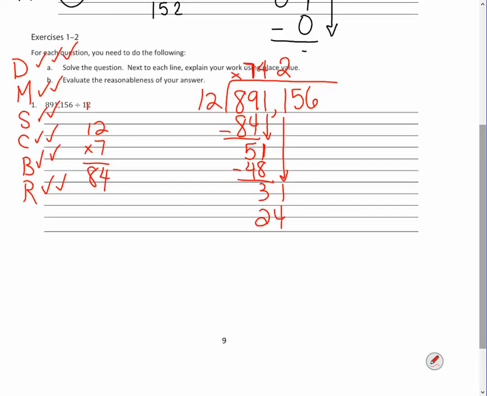Now we multiplied. Now we need to subtract. All right. So 31 minus 24 is a difference of 7. Right? Because I got to borrow here. 11 minus 4 is 7. Now we're going to check. Is 7 less than 12? Yes, it is. Next step is to bring down our next number, which is 5.